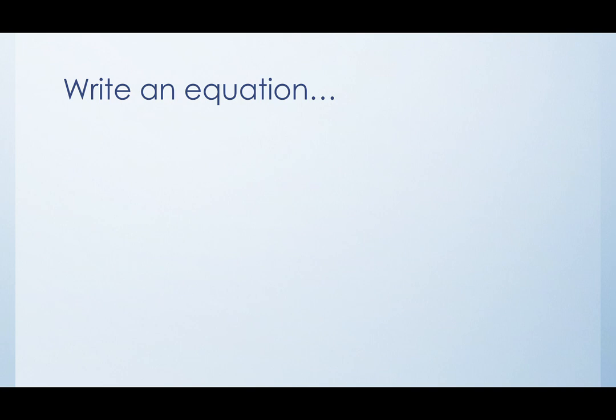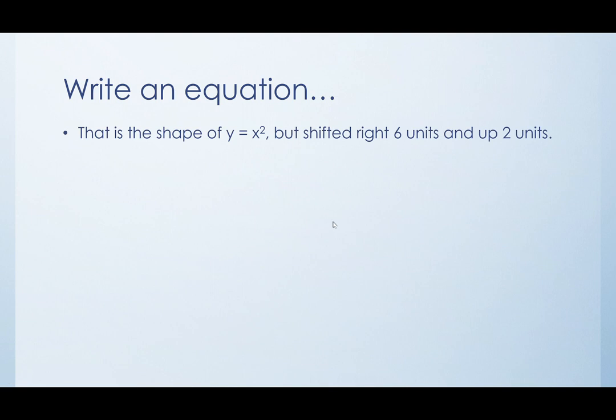All right, so in this example, we're seeking to write an equation that meets certain requirements. And so our first one, we want it to be the shape of x squared, but shifted right 6 units and up 2. So what do we know that's going to make us shift right 6 units? We know it's got to be an inside change. And we remember that it's x minus a number. So in this case, x minus 6. So this is going to make us go right 6.